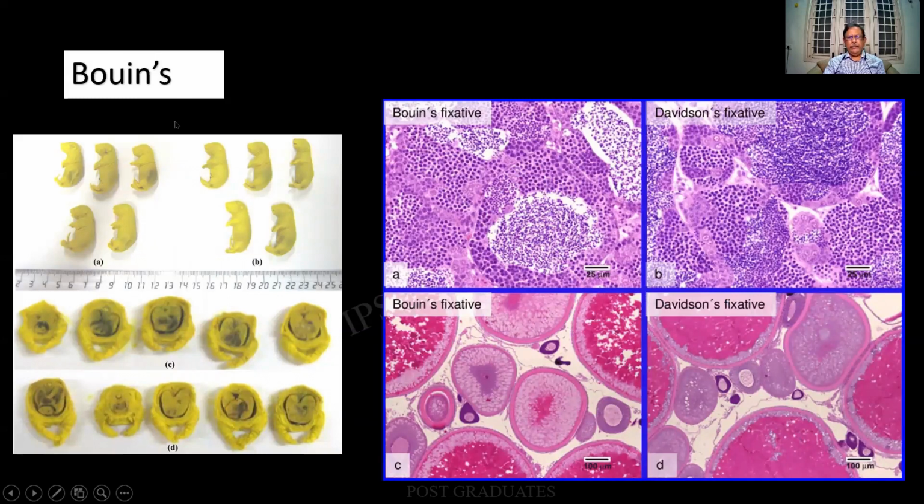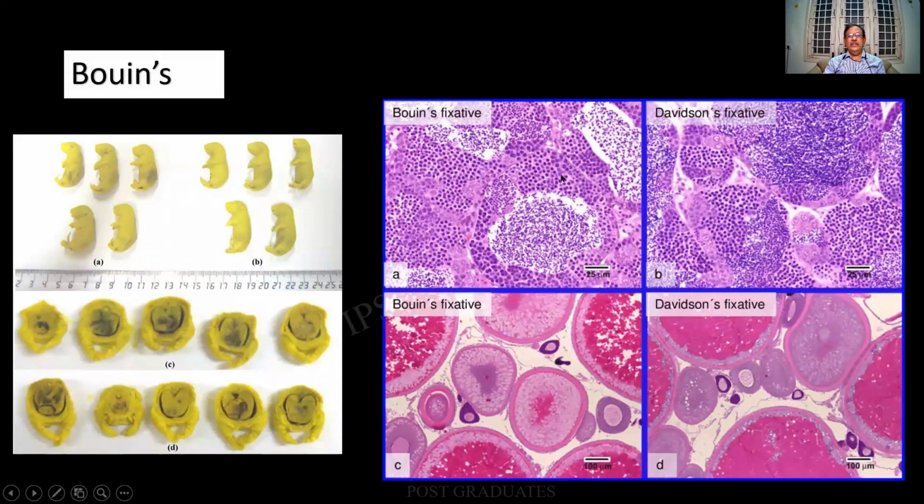Bowen's fluid. Again, see, this is a fetus that is being developed and rather in fixation. So here you see the different stages of the animal fetus and how it is being preserved, from which we get the sections. Of course, the yellowish color because of the citric acid is going to be there.